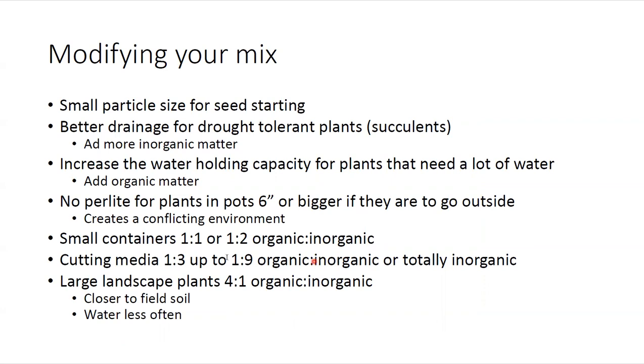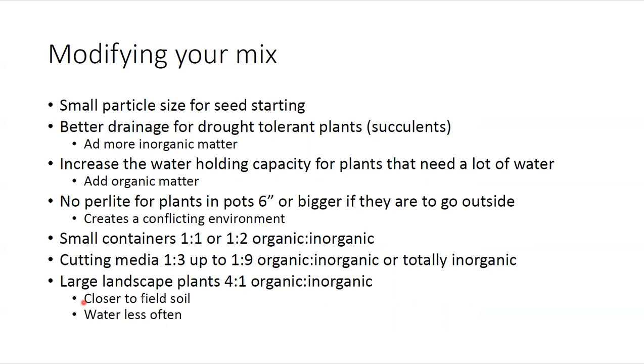And the way that you achieve that is lower organic content, so 1 to 3 organic to inorganic or totally inorganic. So 1 to 3 to 1 to 9 or completely inorganic. And you need to irrigate those frequently. You need to keep it wet, but you can't have built up moisture or opportunity for fungus.